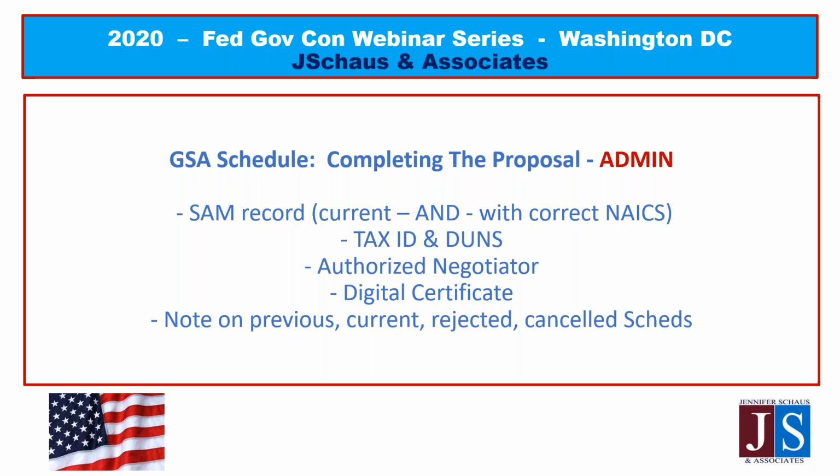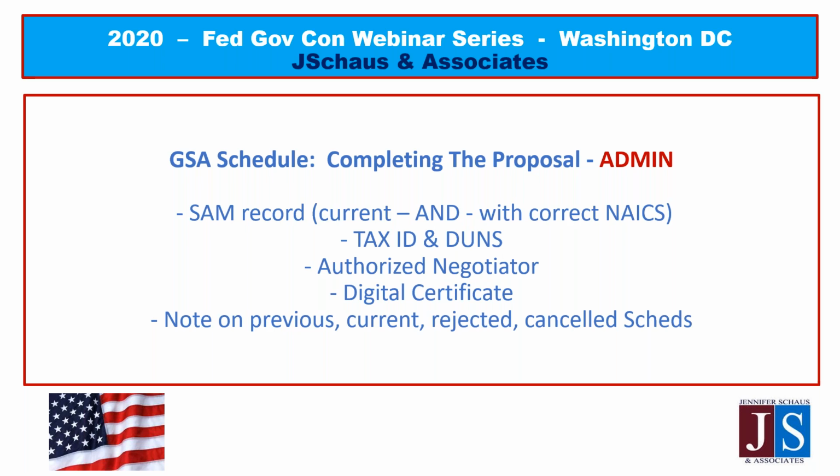If you're using an outside firm or consultant, then you'll need an authorized negotiator form. It's a GSA form. It's in the solicitation package. Everything is in there. You also want to list who within your company is able to negotiate and sign contracts on behalf of the company.